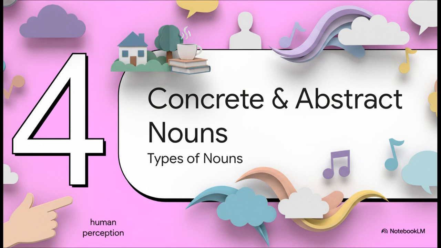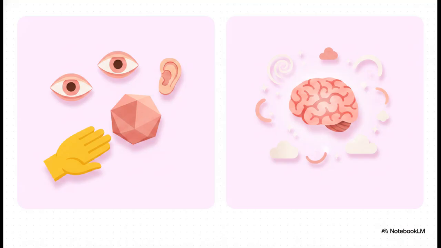Let's explore how nouns are further divided into two main types, based entirely on human perception. Now, what's really interesting about this slide is the amazing contrast between what we physically sense and what we mentally experience. On one hand, we have concrete nouns. These refer to things that we can directly perceive through our physical senses. On the other hand, we have abstract nouns. These refer to concepts, emotions, or ideas. We can't perceive them through our physical senses. They're things we can only feel internally or think about in our minds.